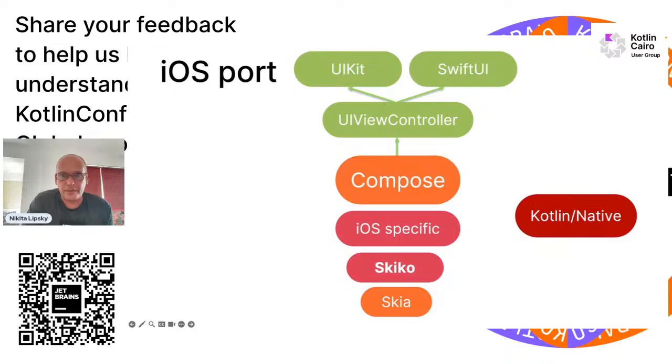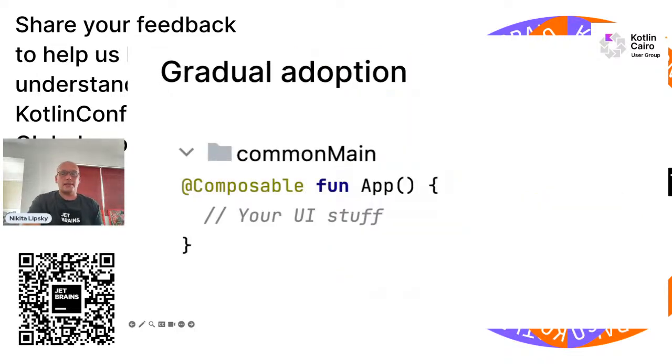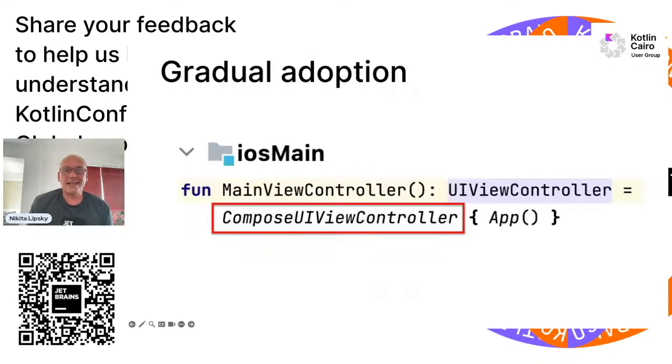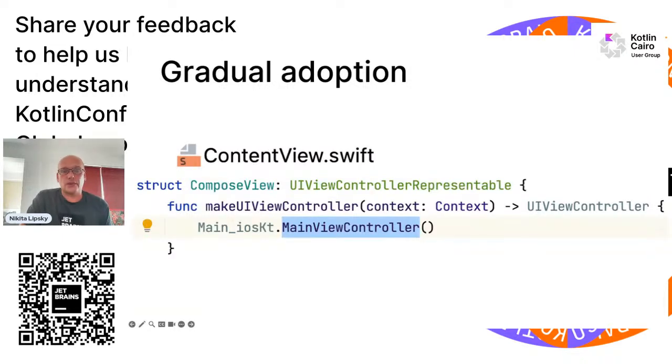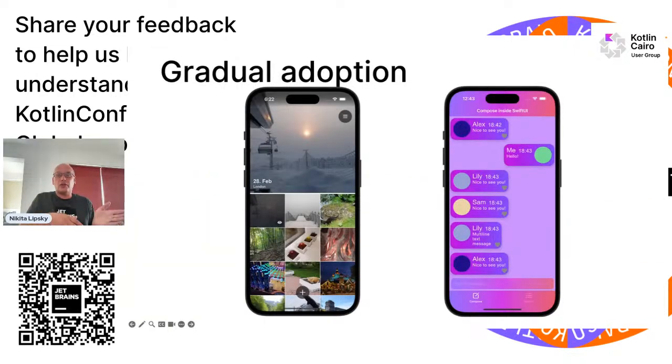Let me show how to do that. So first you define your UI stuff in common main source set. Then you export your UI in the iOS main source set in the form of UIViewController using ComposeUIViewController wrapping function. The function just gives Compose a canvas and Compose draws all your UI on this canvas using Skia, and returns UIViewController back to the iOS world. Finally, you just use the exported function in your Swift sources. And you may use Compose as individual screens or as a whole application like an image viewer that I've shown.